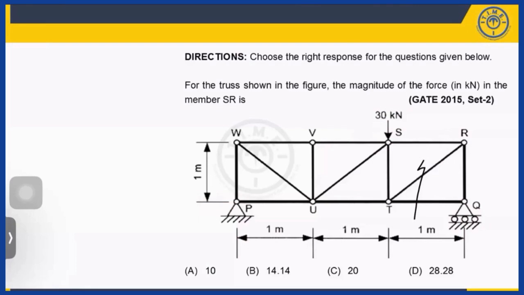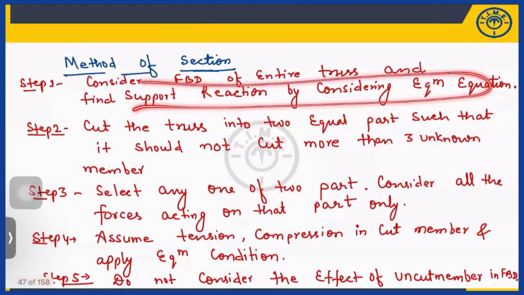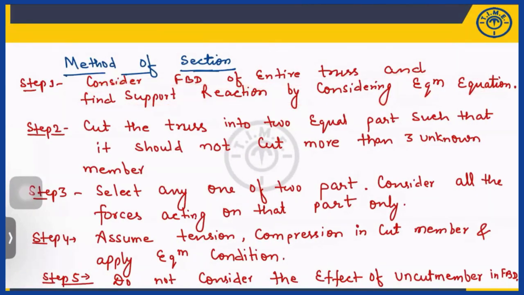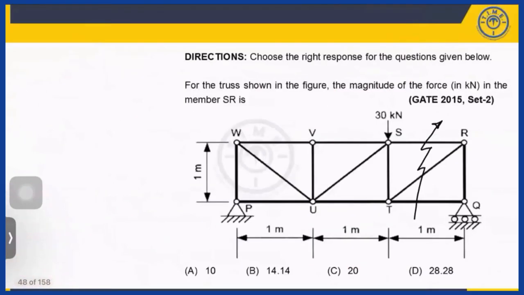Okay, so I have cut this truss from this point. SR member I am cutting, RT member I am cutting, and TQ member I am cutting. Okay, so there are the four options. But before that, you have to calculate the reaction. That's why I mentioned clearly, you have to calculate the reaction by considering the equilibrium equation. And that is common for the method of joint as well as the method of section. So you already know how to calculate the reaction.